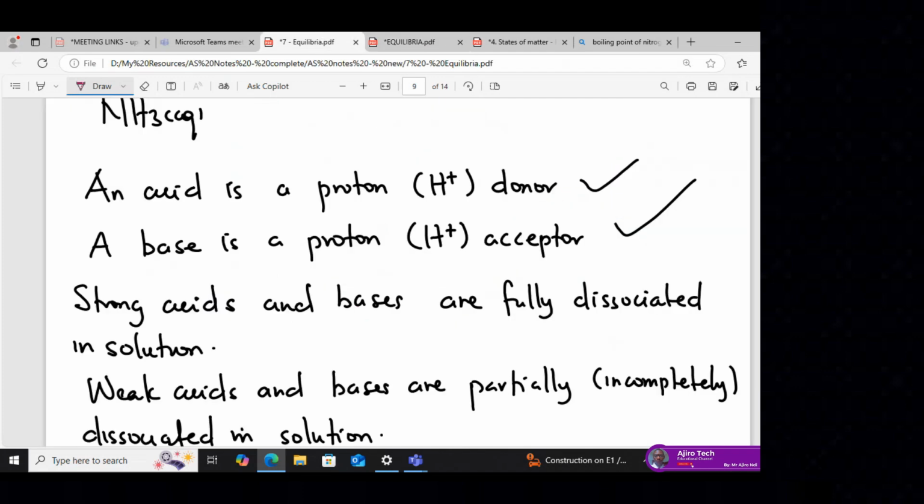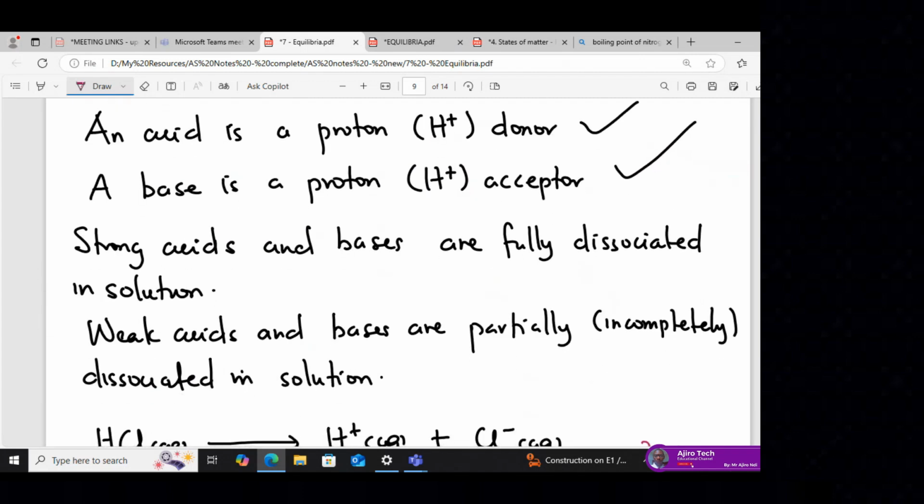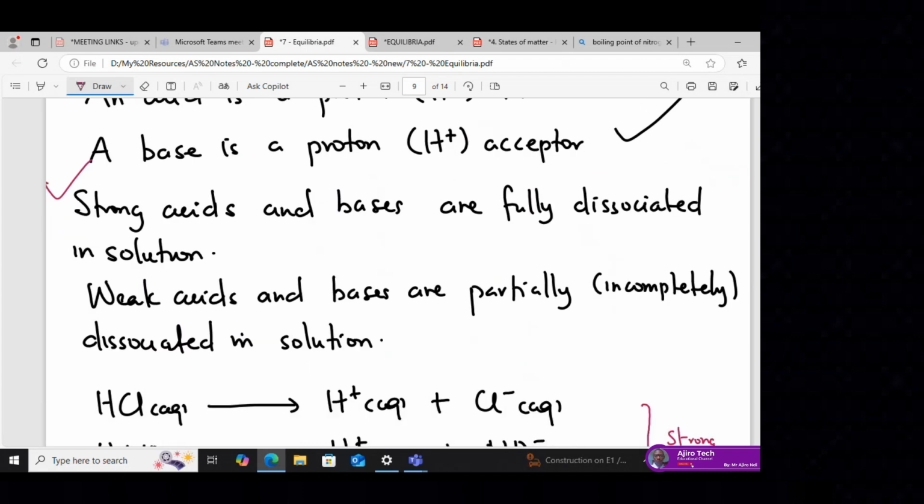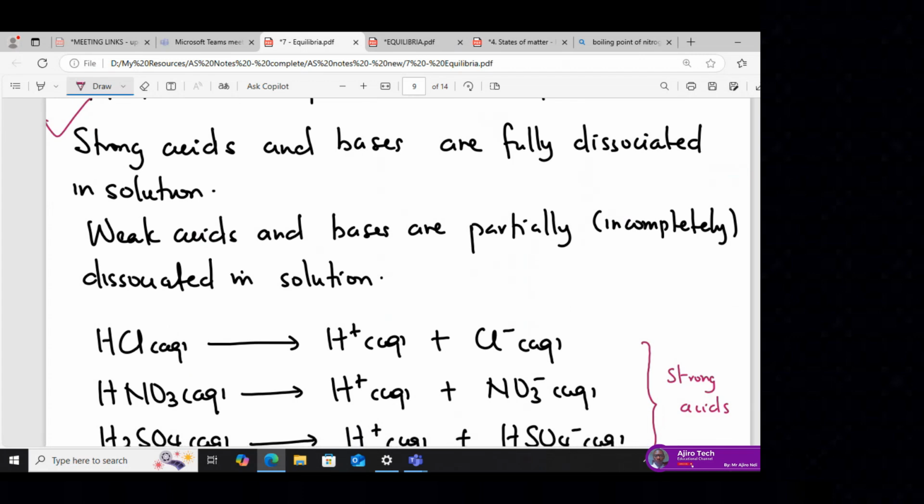According to Brønsted-Lowry, what's an acid? I think you learned it from IGCSE, am I right? An acid is a proton donor. A base is a proton acceptor. Go on reading the part I marked. Strong acids and bases are fully dissociated in solution. Weak acids and bases are partially, incompletely dissociated in solution.